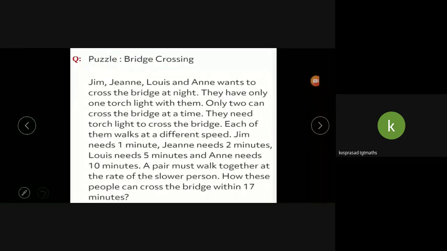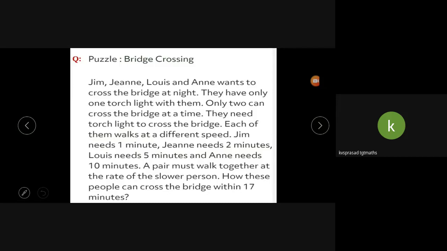Now the next two persons, Louis and Anne, he will give the torch to Louis and Anne, and the two persons will cross the bridge in 10 minutes only, because one person will take 5, the next will take 10 minutes. So it is the condition that the group will take the time taken by the slower walker. So obviously it will take 10 minutes here.